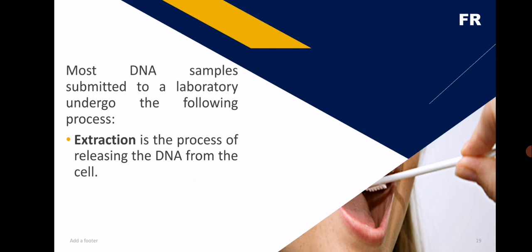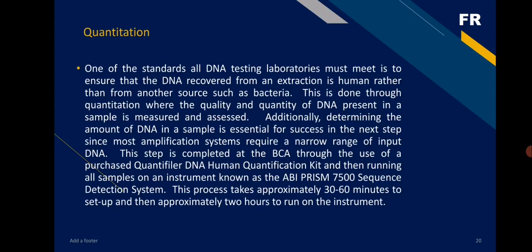To determine who deposited biological material at a crime scene, unknown samples are collected and then compared to known samples taken directly from a suspect or victim. Most DNA samples submitted to a laboratory undergo the following processes: extraction, that is the process of releasing the DNA from the cell, then quantitation, and then amplification, and then separation, last but not least analysis and interpretation, and finally quality assurance.